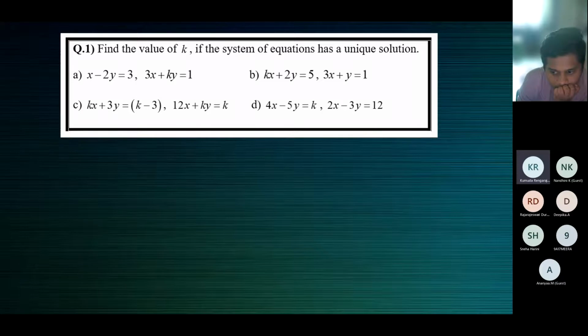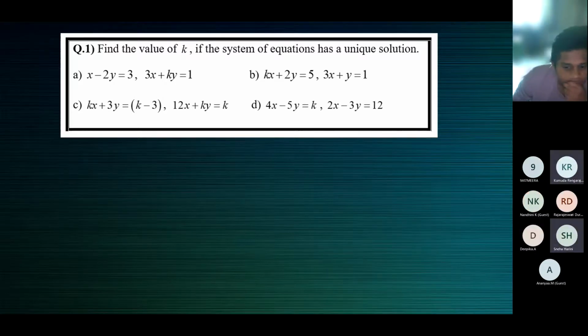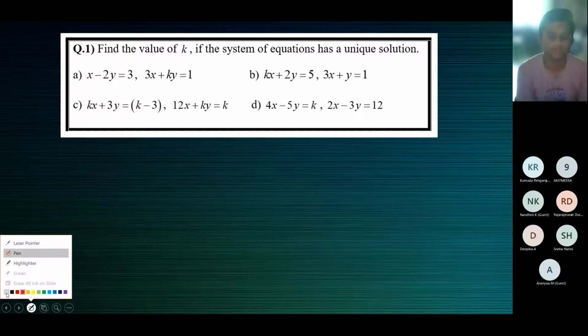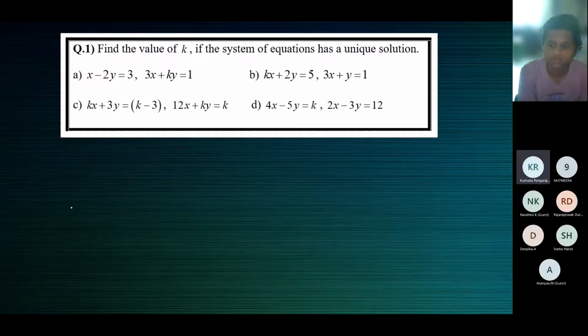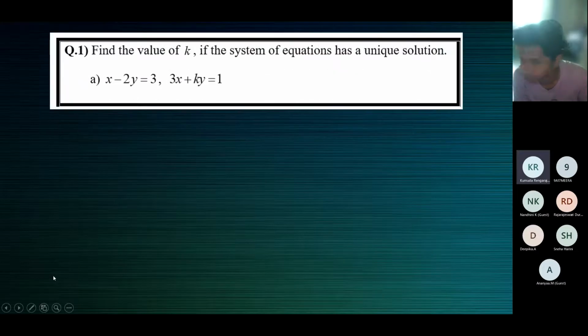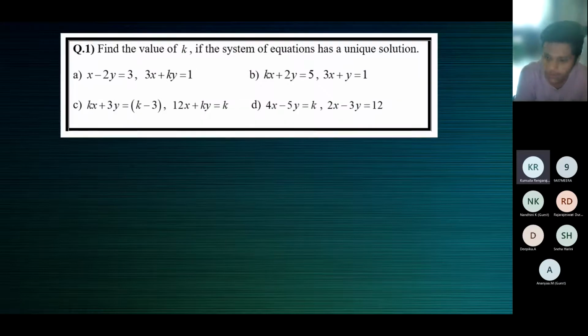So see here, find the value of k. I've shared my screen. It's visible, right? Yes, ma'am. So find the value of k if the system of equations has a unique solution. You can see 4 questions. These are 4 different questions. Let me show you the next slide. Look at this one. Find the value of k if the system of equations has a unique solution. Same thing, children. Under that heading, you see all the 4 questions.